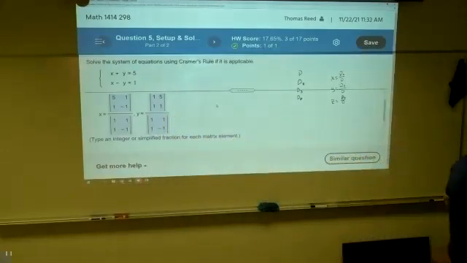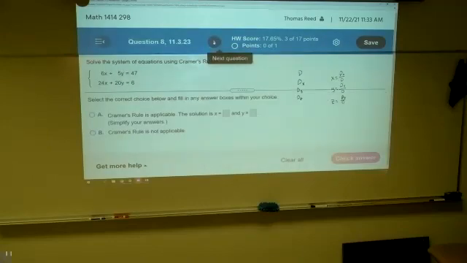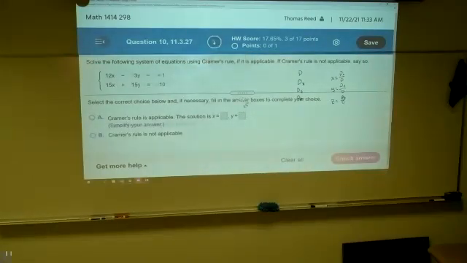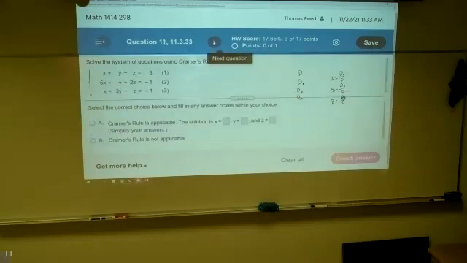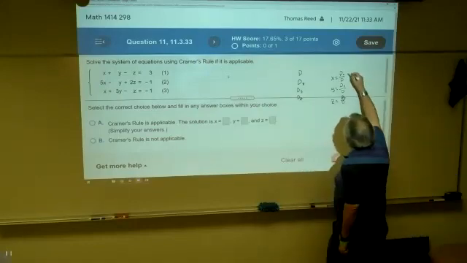So yes, if you're given a system, solving this system using Cramer's rule, yeah, you're going to have to use Cramer's rule, but the thing is how you find those 4 determinants.